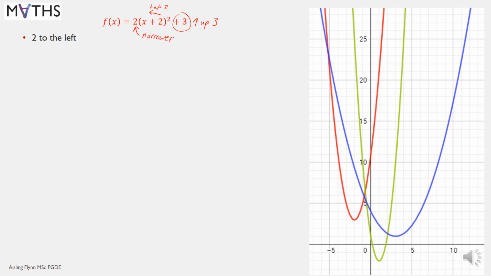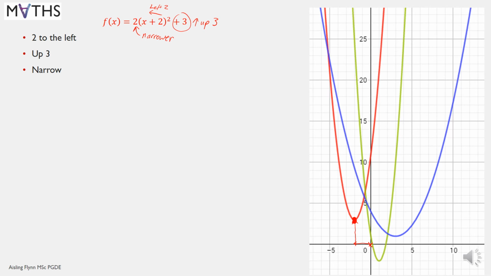Okay, so I think I have that there. 2 to the left, up 3, and it's narrower than the regular x squared. So on the graph, if we start at 0, 0, we go 2 to the left, up 3, there's your vertex, and it's a narrow graph.